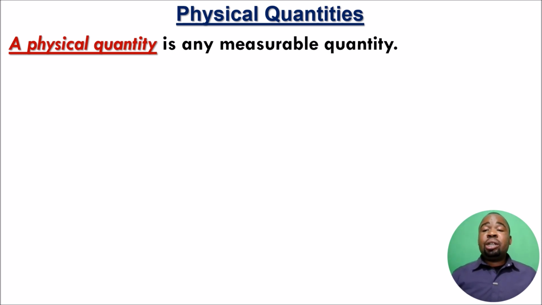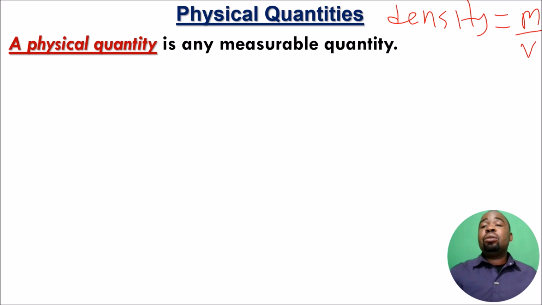However, if we are to measure density, we say density is equal to mass divided by volume. So for us to measure density, we need to measure mass first, measure volume, then compute for our density. In this case, we have measured density but indirectly. So in both cases, as long as a quantity can be measured by human beings, it is a physical quantity.